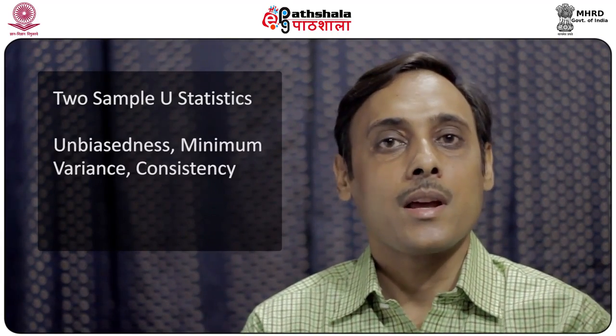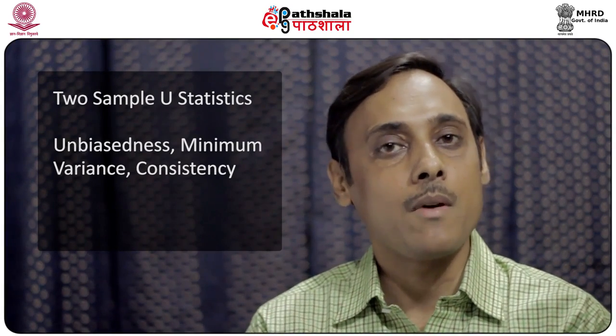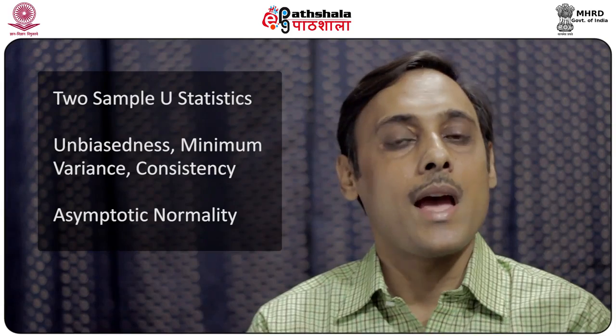We have thus defined the two sample U statistics, that is, when samples from two populations are available. We have discussed different properties of a two sample U statistic like unbiasedness, minimum variance, consistency, and asymptotic normality. In our next module, we shall explain the notions of hypothesis testing and confidence interval estimation in the context of non-parametric inference.